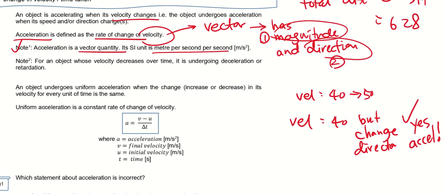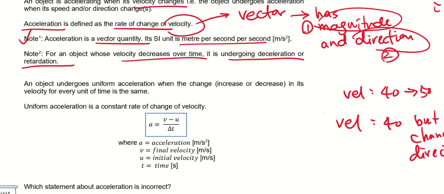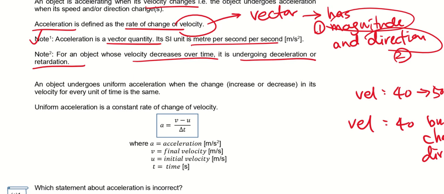Okay, for an object whose velocity decreases over time, it is undergoing deceleration or retardation. Sometimes you hear this word, retardation. Please use it as it is. Don't purposely use it to tell your friend to slow down. Retard is the action of slowing down.